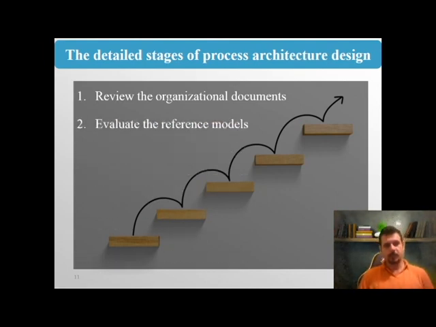The next step is evaluate the reference model. Which reference model do you want to use? ITIL, APQC, SAP framework, SCOR, eTOM. Which framework is suitable for you? Not best. Don't think about the best. Just think about the suitable framework for your organization.